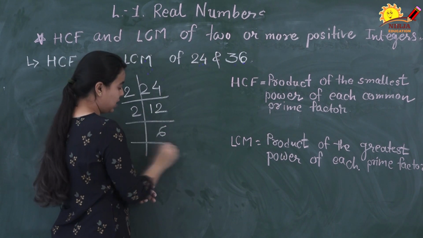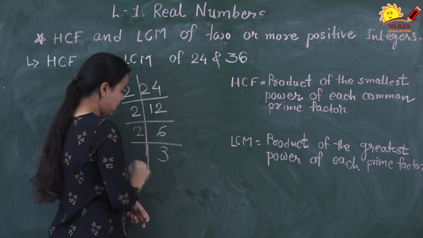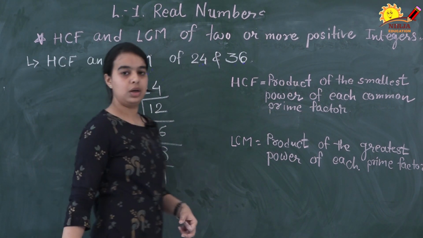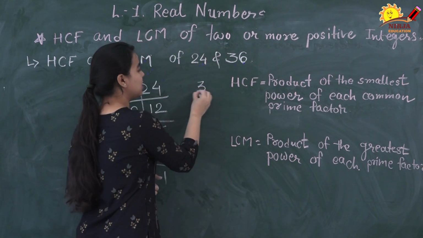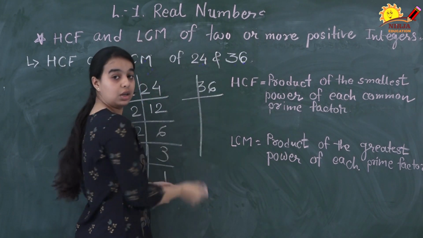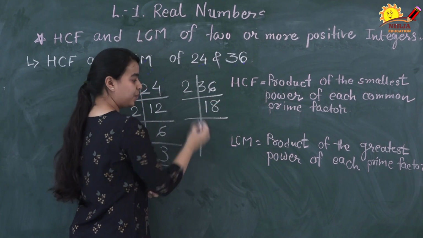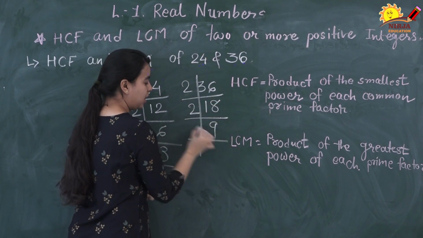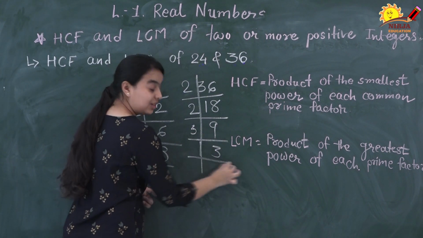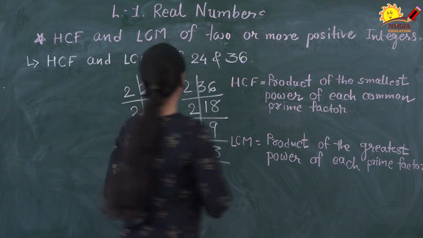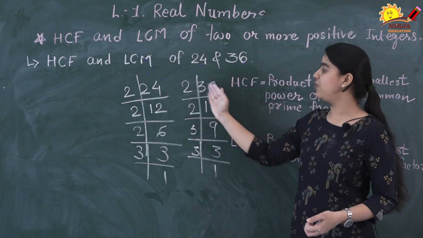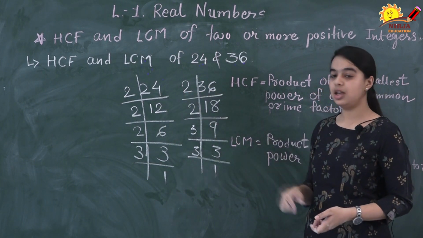2 sixes are 12, 2 threes are 6, 3 ones are 3. Now let's do it for 36. Let's start with 2: 2 eighteens are 36, 2 nines are 18, 3 threes are 9, 3 ones are 3. So here I have found the prime factors of 24 and 36.